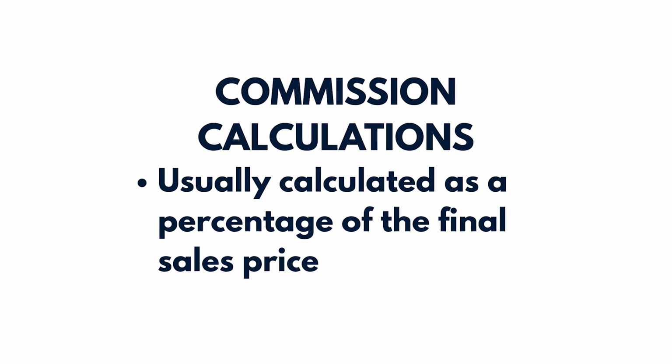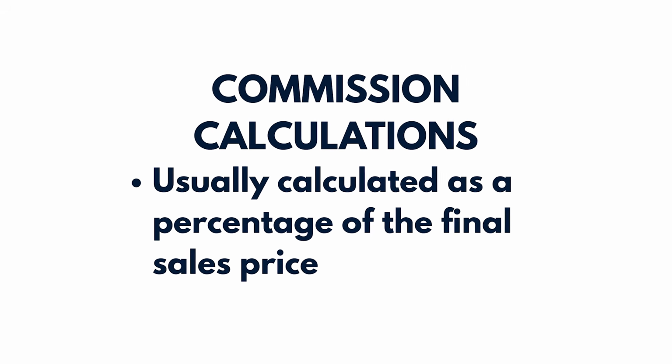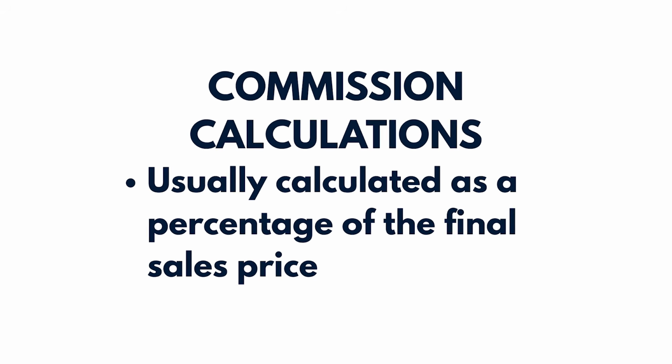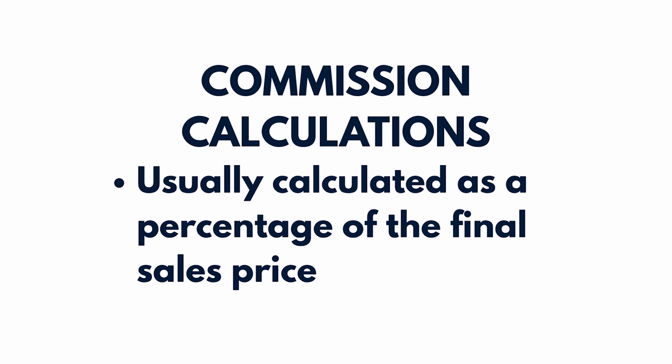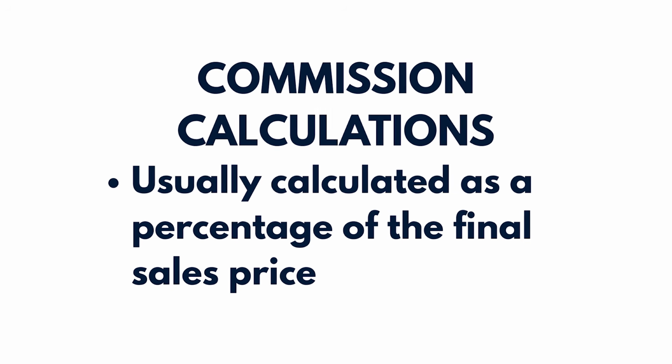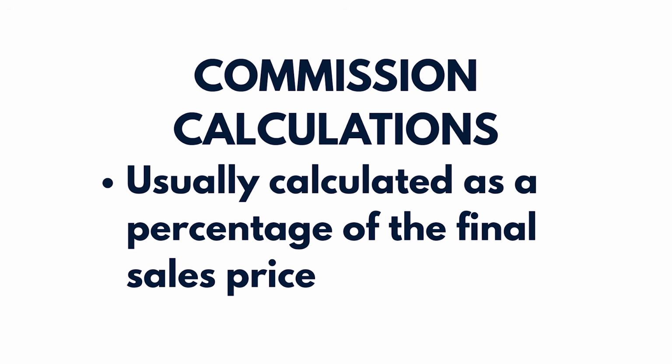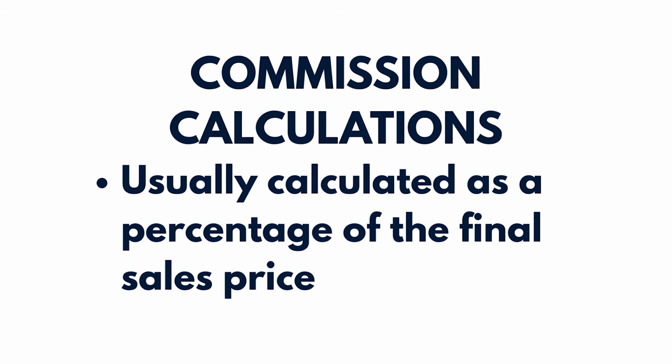Real estate commissions are usually calculated as a percentage of the final sales price. For example, if a home sells for $500,000 and the commission rate is 5%, the total commission would be $25,000. That commission may then be divided between brokerages or agents depending on the agreement.